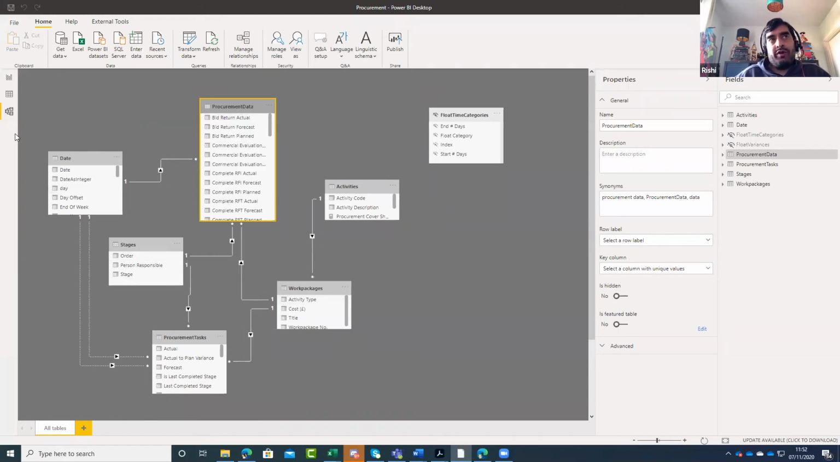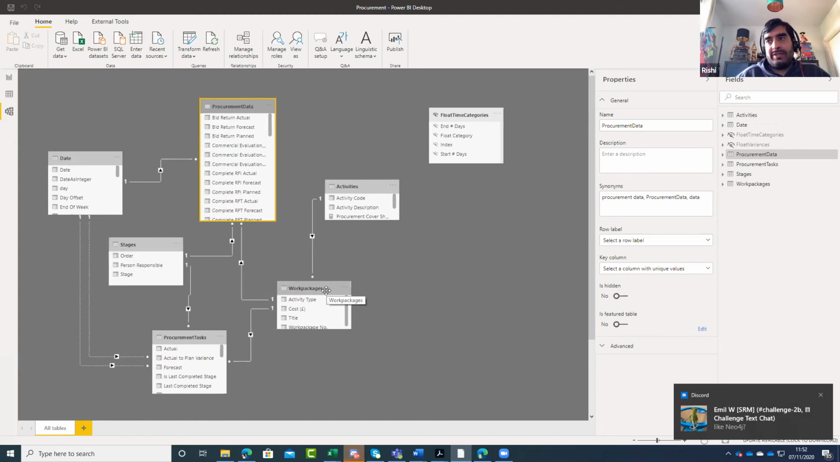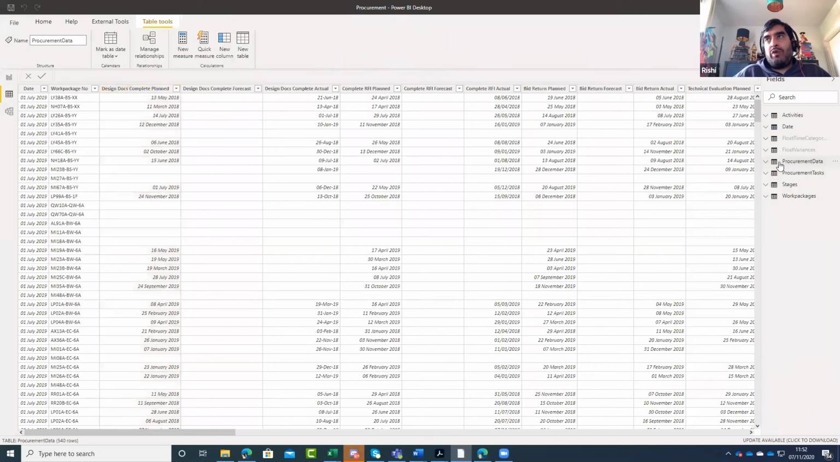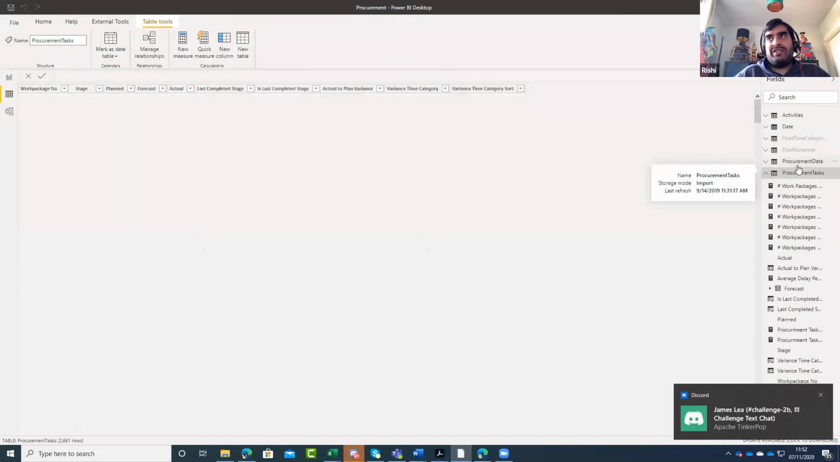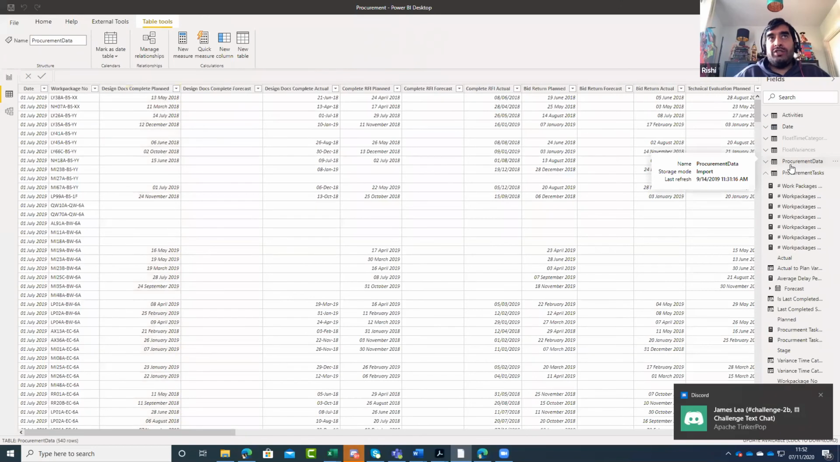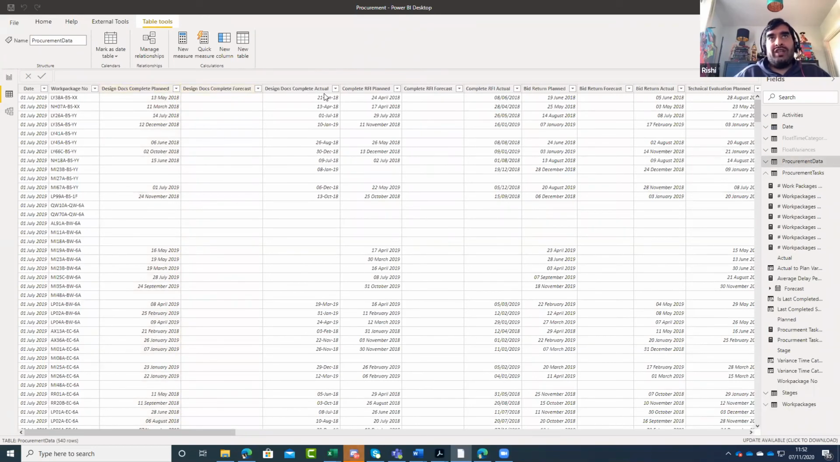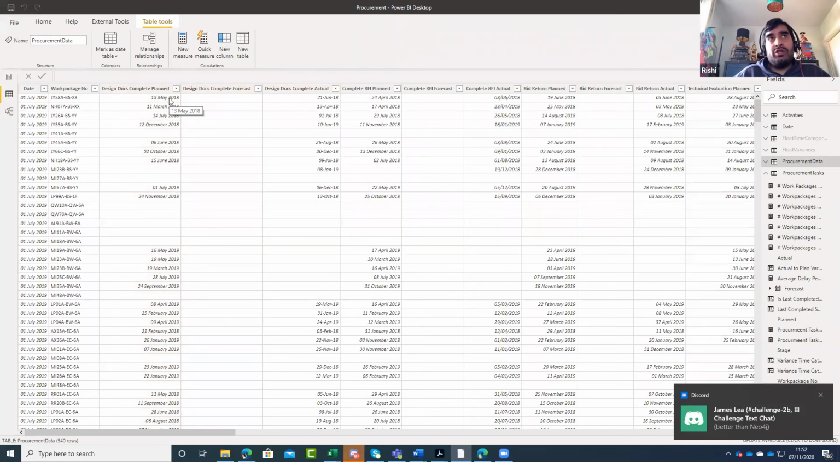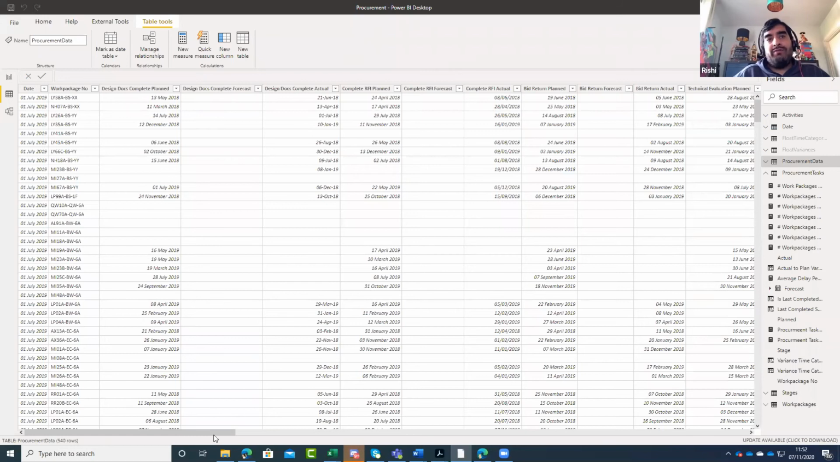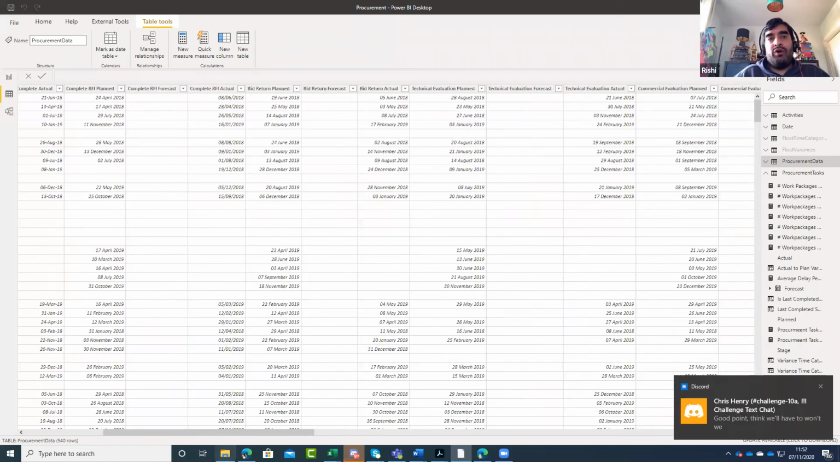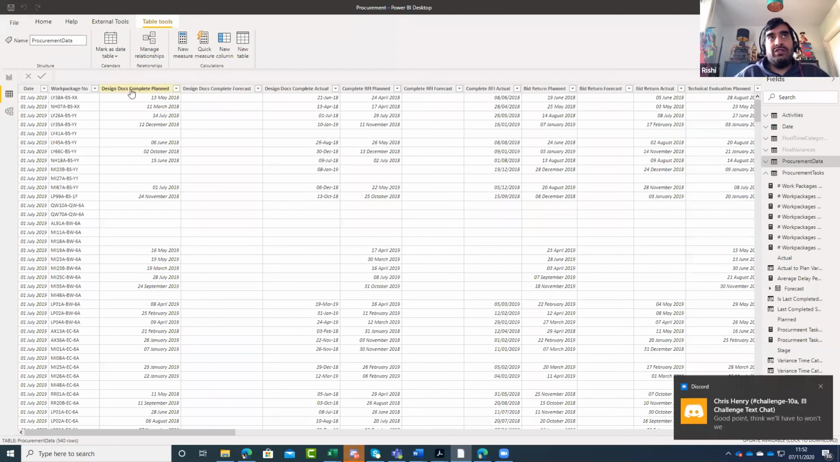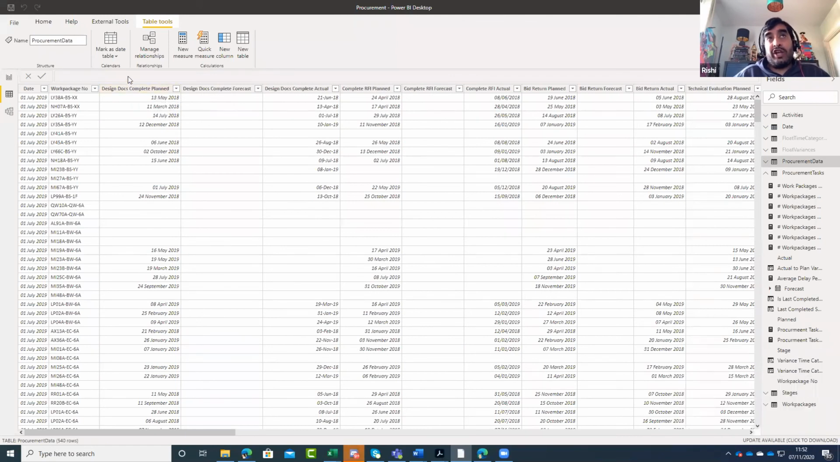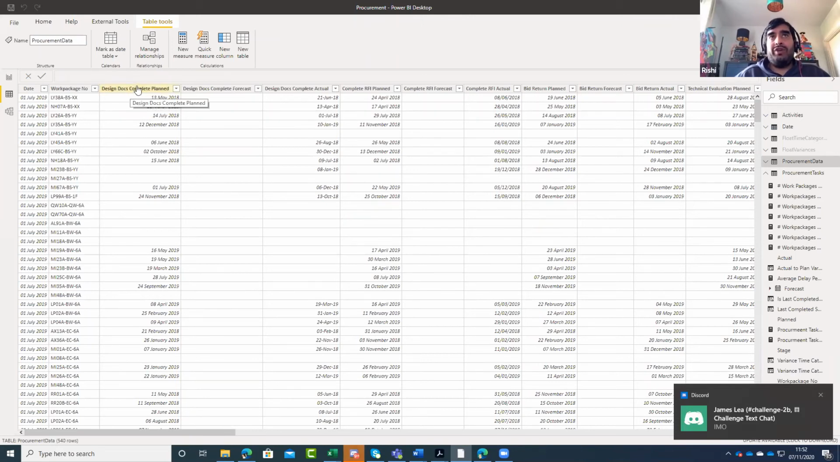We identified those from our bus matrix and then from the starnets. But for the second one, we think about how we do the stage analysis, and this is where it gets a little bit harder, because we've got planned, forecast, and actual for every single one of these, and all of these are dates. So essentially we'd have to have 50 copies of our date table, because there could only be one active relationship between any two tables, between our dimensions and our facts.